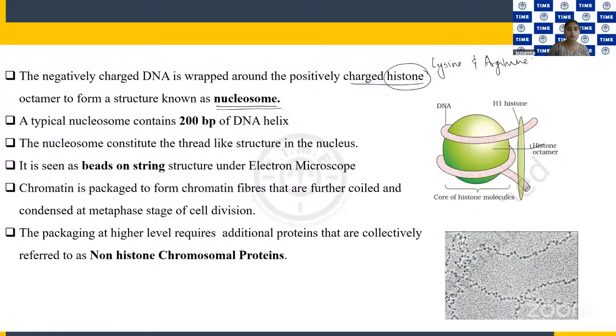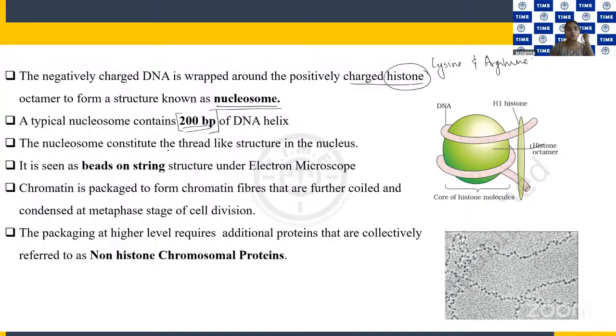So a typical nucleosome consists of 200 base pairs. Okay, a typical nucleosome consists of what? It consists of a 200 base pair DNA helix. So you have a DNA helix which is bound to the histone molecule, and how many base pairs does it have? It has 200 base pairs of DNA helix.